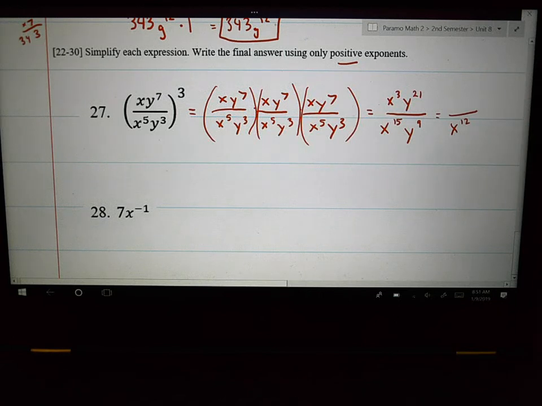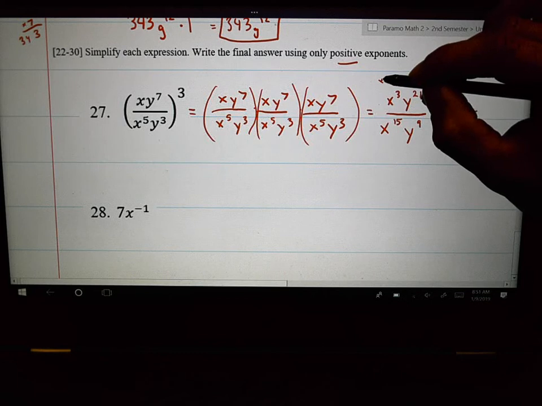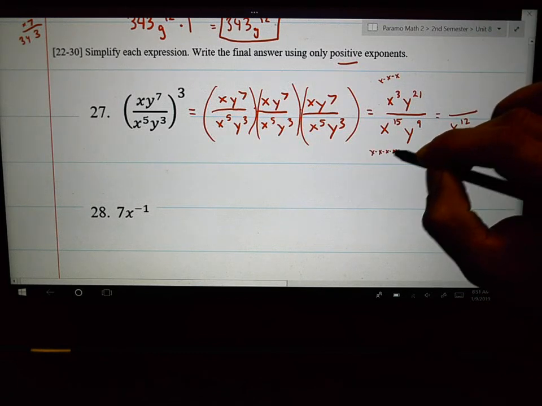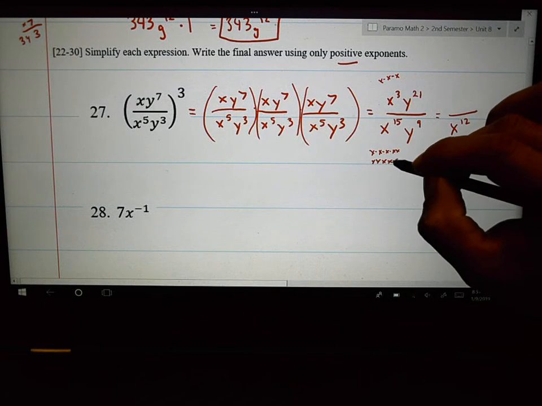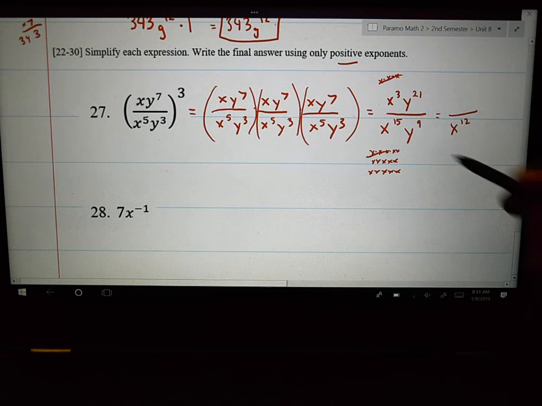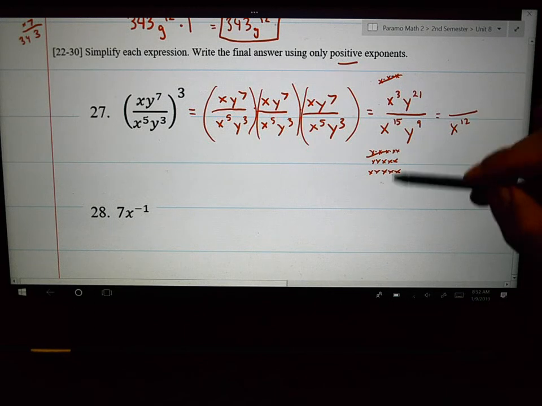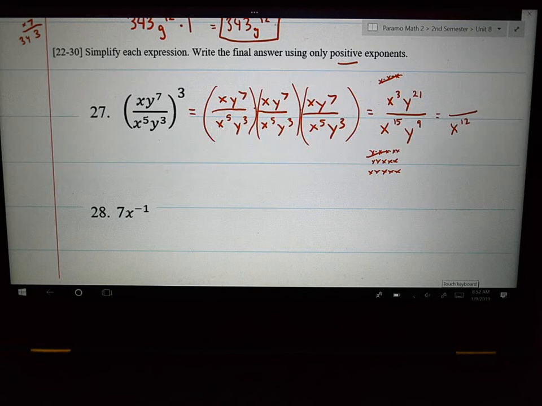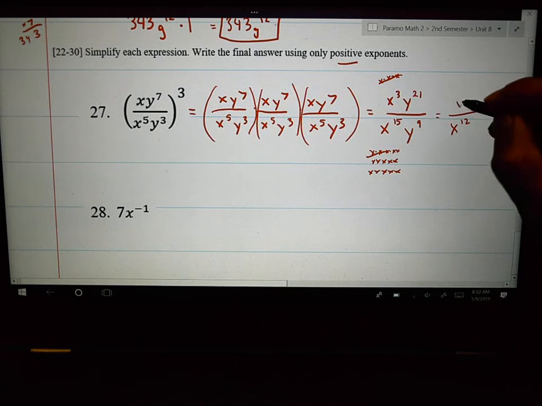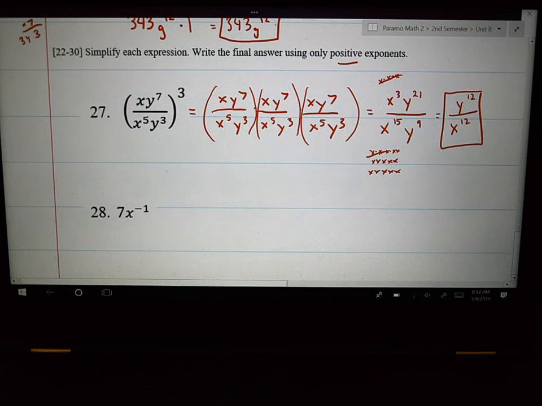You could think of it like I have 3 of them up here and 15 of these guys down there. That's a lot of x's multiplying. 3 of them, and 3 of them are going to reduce, and you're left with 12 of them in the denominator. As far as the y's go, 21 I can subtract from 9 is y to the 12th. Now these are not the same base. They cannot reduce with each other, so don't try to do that as well.